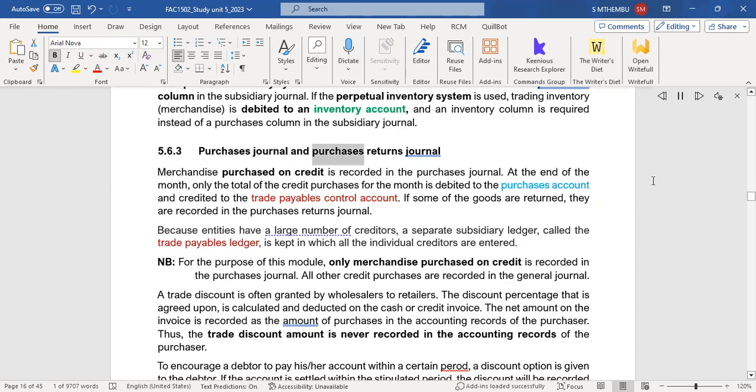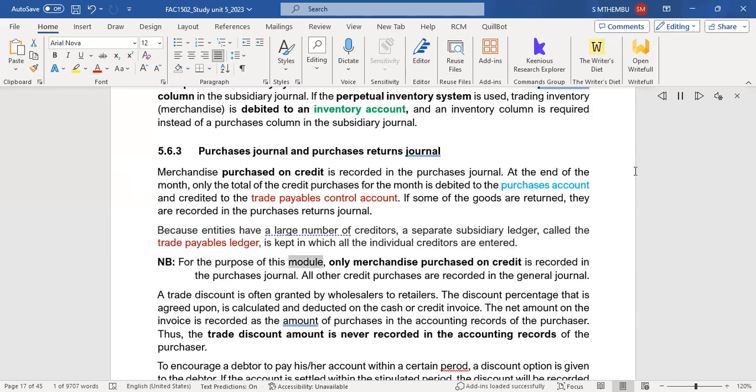5.6.3 Purchases Journal and Purchases Returns Journal. Merchandise purchased on credit is recorded in the Purchases Journal. At the end of the month, only the total of the credit purchases for the month is debited to the purchases account and credited to the trade payables control account. If some of the goods are returned, they are recorded in the Purchases Returns Journal. Because entities have a large number of creditors, a separate subsidiary ledger, called the Trade Payables Ledger, is kept in which all the individual creditors are entered.